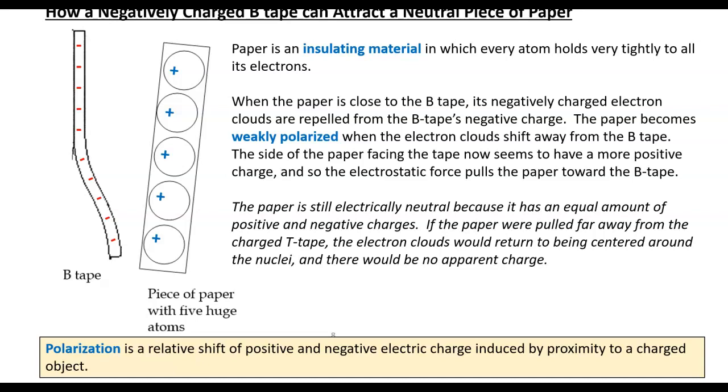The paper becomes weakly polarized when the electron clouds shift away from the bottom tape. The side of the paper that's now closest to the tape seems to have a more positive charge now, and so the electrostatic force pulls the paper toward the B-tape. The paper is still electrically neutral because it has an equal number of positive and negative charges. If we could pull that paper further away from the bottom tape so that it's not close to any charged object, the electron clouds would return to being centered around the nuclei, and there would be no apparent charge.